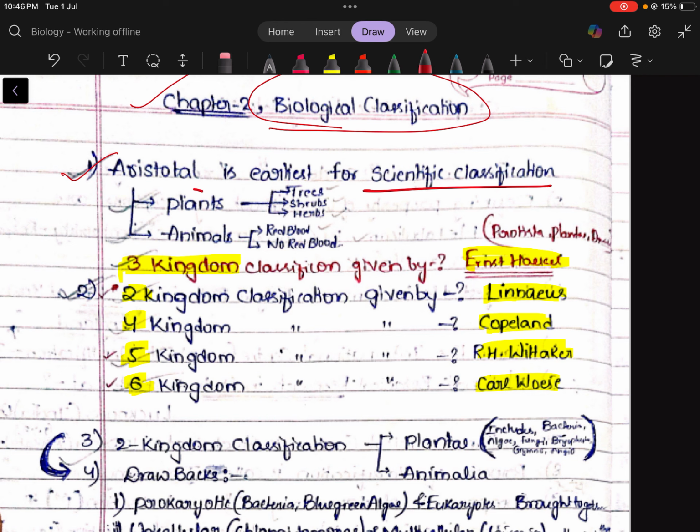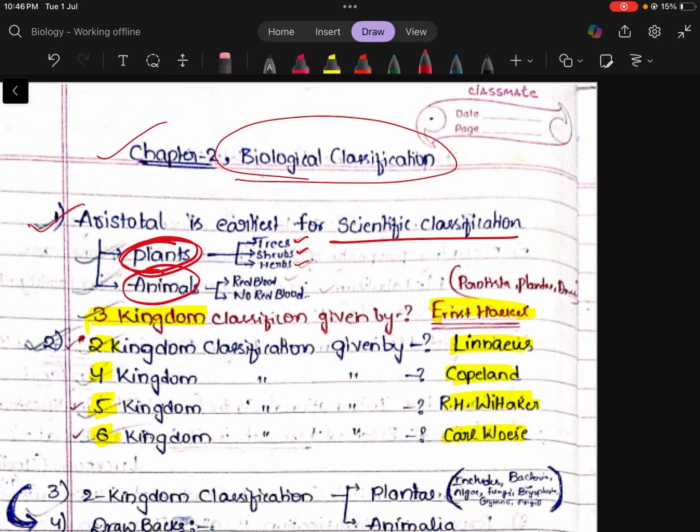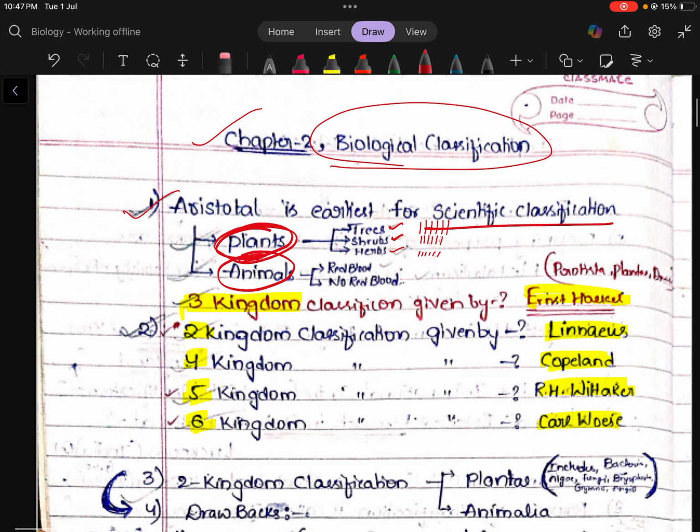What he did, he divided into plants and animals. Plants include trees, shrubs and herbs. Herbs means smaller plants, shrubs medium heighted, and trees are very long. Whereas animals, he divided into two. One is red blood cells, another is non-red blood cells.